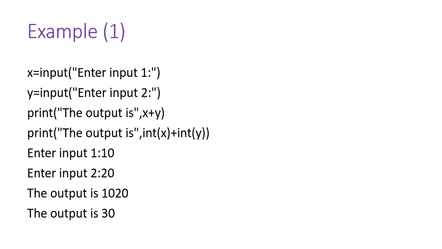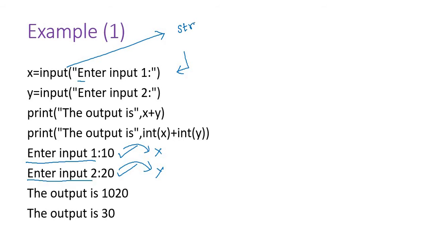The other one: I'm just using x equal to input, "enter input 1", y equal to input, "enter input 2", print output is x plus y. When I execute this program, it will ask enter input 1, so I'm just feeding 10, then it will ask enter input 2, I'm just feeding 20. So this is assigned in x, this is assigned in y. But surprisingly, we discussed that this input by default stores in string format. So this 10 and 20, they are strings.